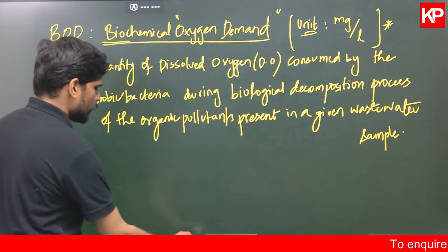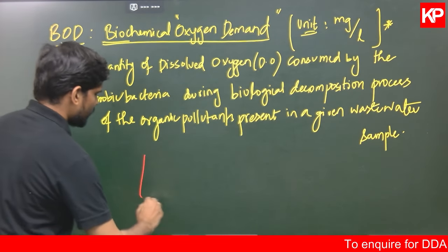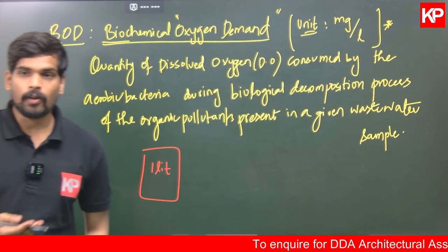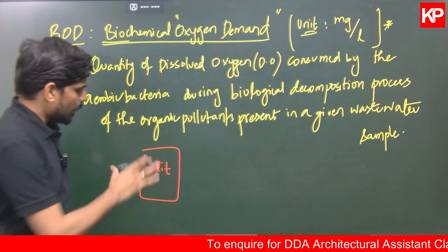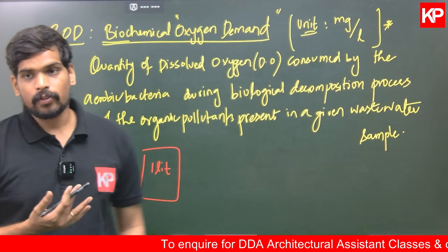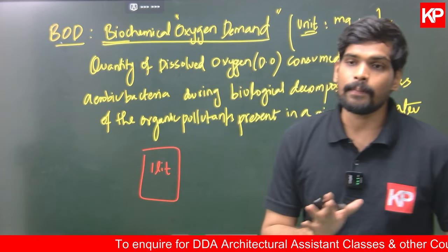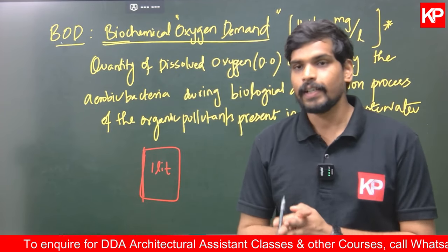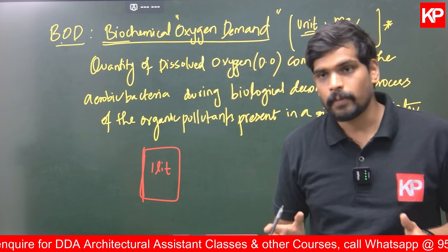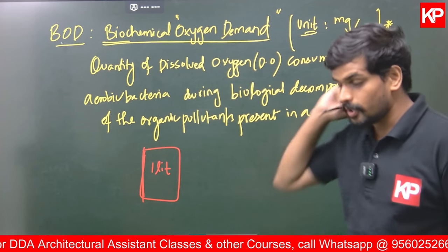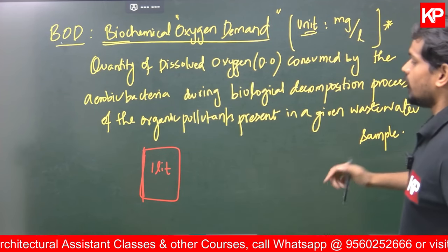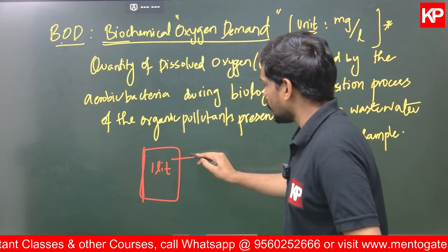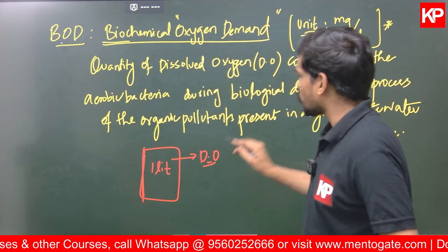So basically it is measured in units of milligram per liter. The reason being, you take 1 liter of sample and check how many milligrams of dissolved oxygen is consumed by bacteria present in this sample. It is done at a standard period of time at a given temperature. So there are standard setups for it. Generally it is 20 degrees centigrade over 5 days of incubation period. That's how it is generally done. So at that particular experimental condition, for 1 liter of sample, how much dissolved oxygen is consumed by bacteria?